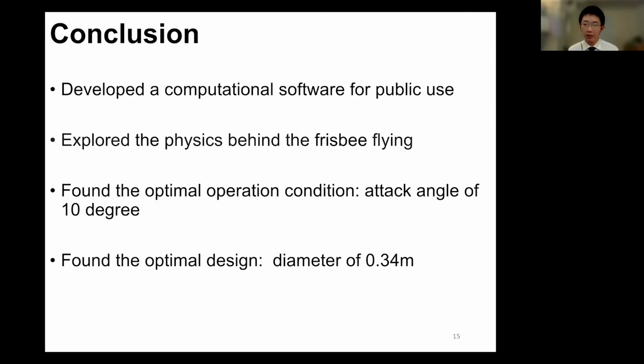So let's get into some of the conclusions that we can draw from this whole research. First of all, we successfully developed computational software for public use. As you can see, I just demonstrated that. And also, we can explore the physics behind Frisbee flying. We can also find the optimal operating condition with an attack angle of 10 degrees. Also, we find the optimal design, a diameter of 0.34 meters.